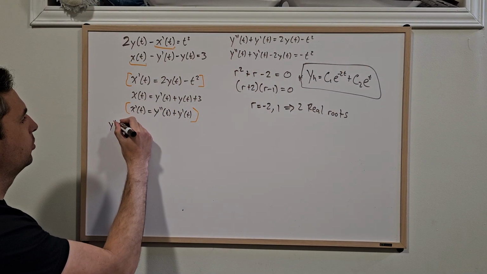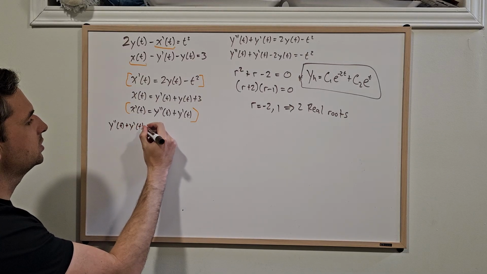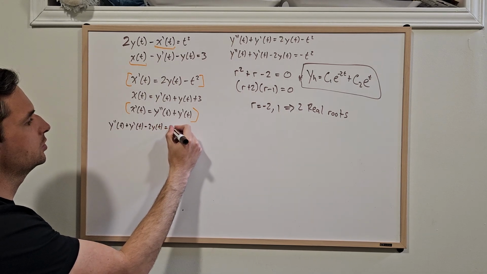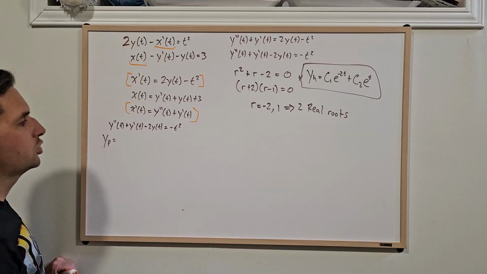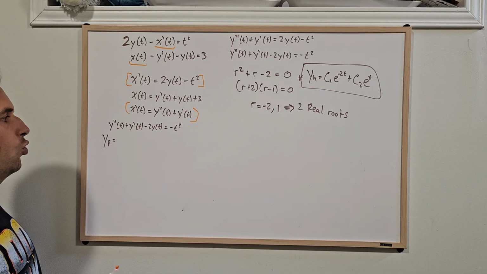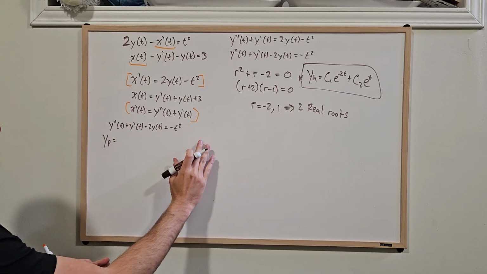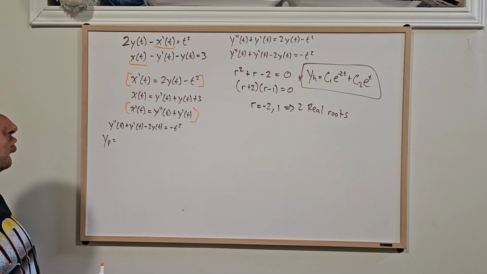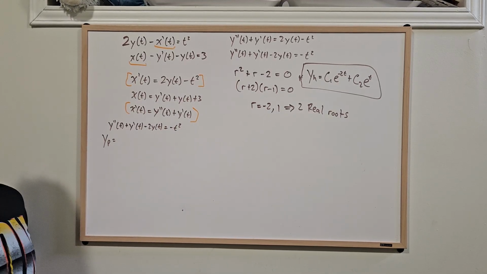I'm going to go y double prime t plus y prime t minus 2y t is equal to negative t squared. Okay, so for the particular solution, we need to sort of guess a solution for what the solution of the left-hand side is going to look like based on what the right-hand side looks like. And in order to guess that, we need to look at the right-hand side, so it's a quadratic, right?